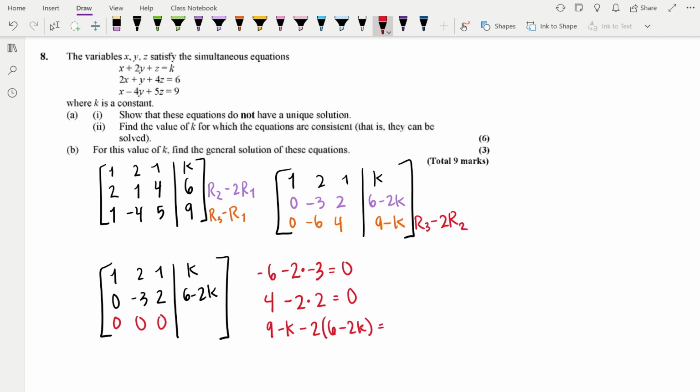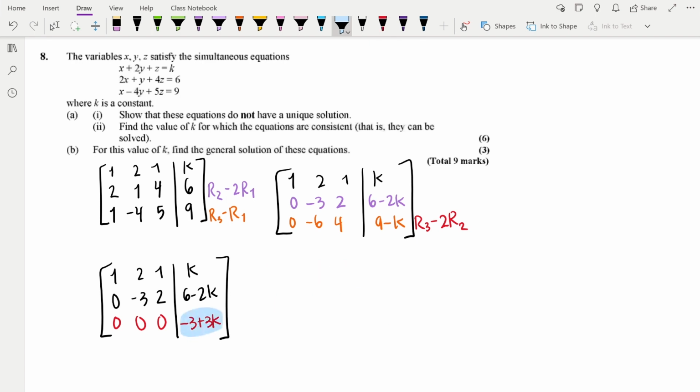Expanding and simplifying, this is 9 minus k minus 12 plus 4k, which is equal to negative 3 plus 3k. There's a solution, but not a unique solution, as long as this also equals 0. I need this to be equal to 0. Negative 3 plus 3k equals 0. 3k is 3, k equals 1. So if k equals 1, then there is a non-unique solution.